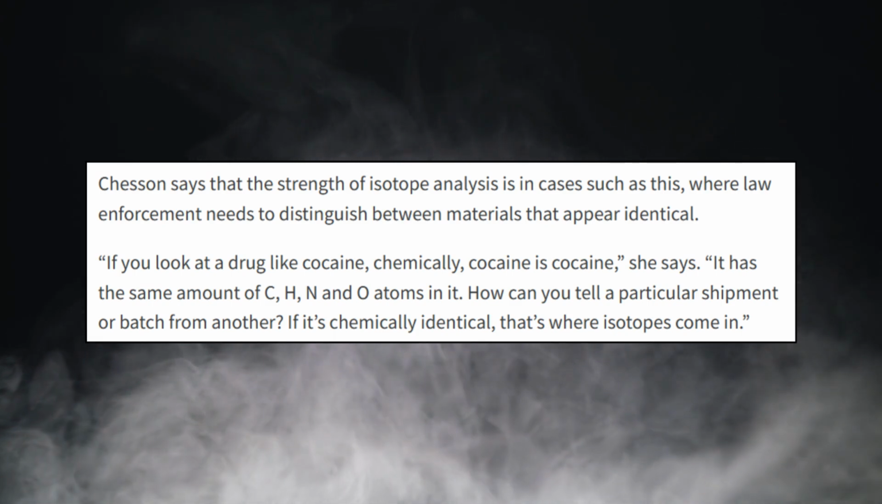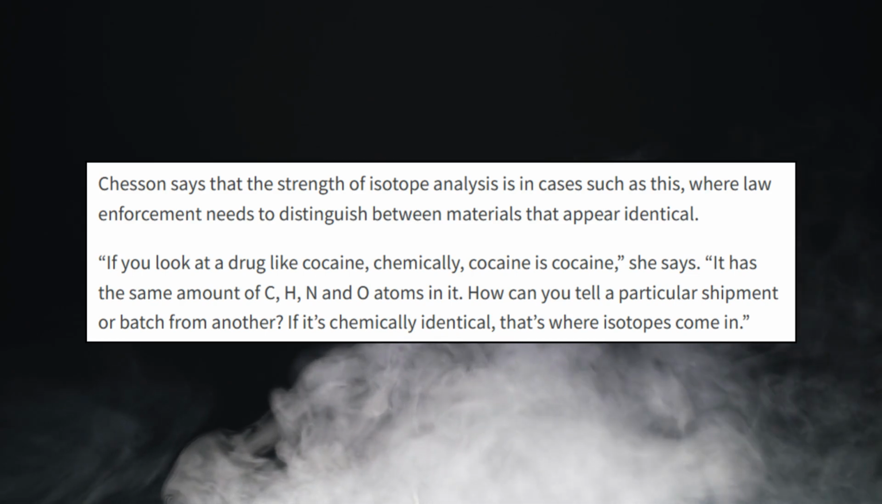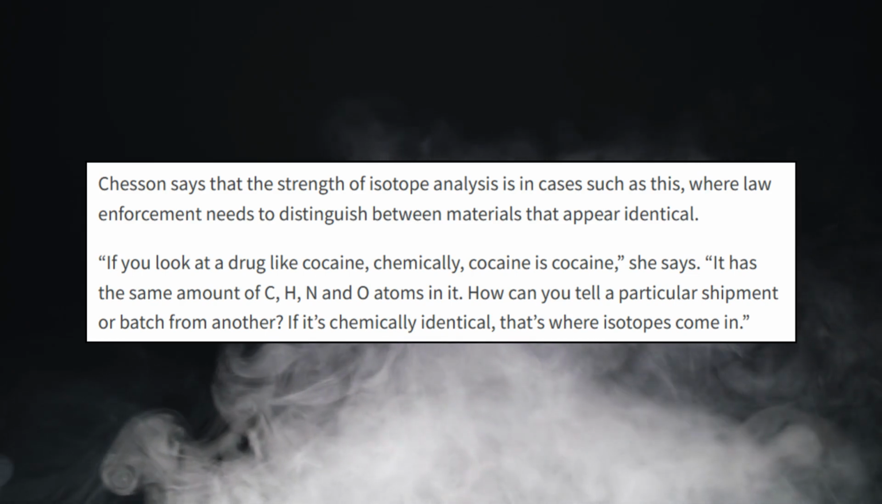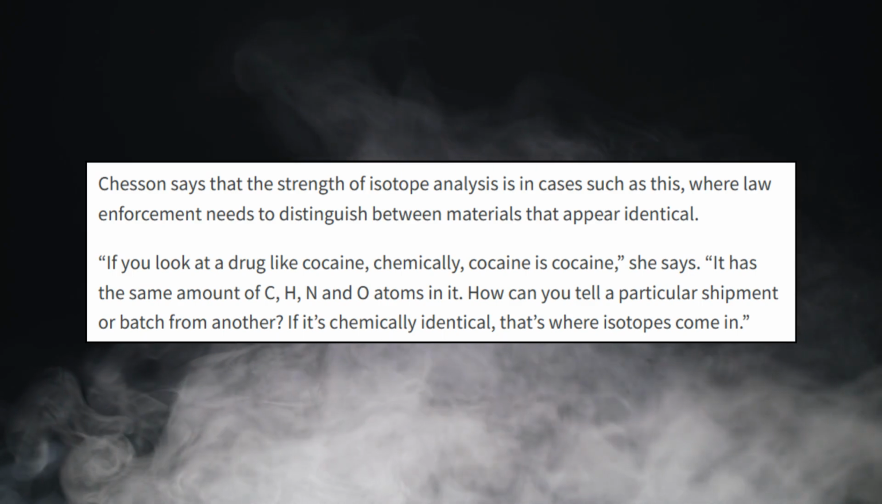It has the same amount of C, H, N, and O atoms in it. How can you tell a particular shipment batch from another? If it's chemically identical, that's where isotopes come in.